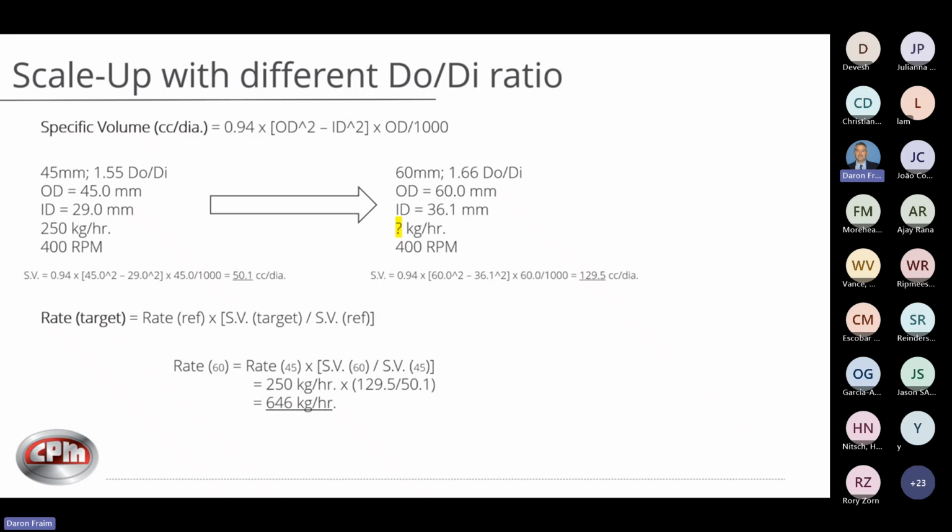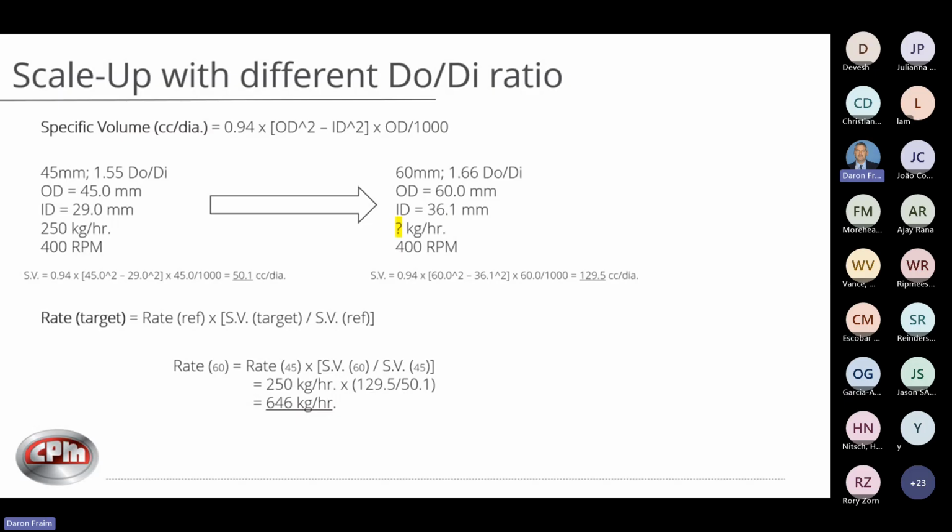And so you can calculate the specific volume of your machine. In this case, this calculation takes the OD minus the ID squared, and then times your OD again, divided by 1,000, because that's just converting to centimeters. You're noticing I'm using millimeter terms in the calculation, but it's cubic centimeter per diameter. So that 1,000 factor is just a conversion factor to move from millimeter to centimeter. But you can see here it's 50.1 on the 45, it's 129.5 on the 60.